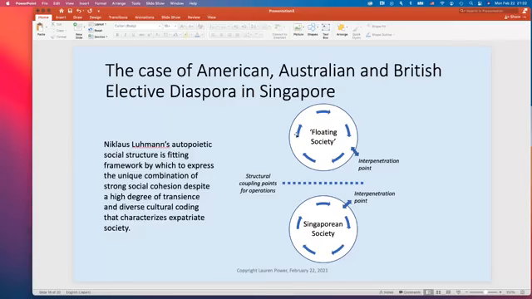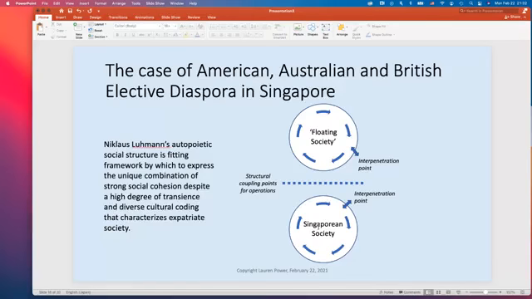And that means that once you enter this society through an interpenetration point, you mainly stay within the society, aside from structural coupling points for operational or transactional interactions. So for example, even though you are a global talent, maybe you still need to go to the bank, you still need to go to the post office, you still need to go to the grocery store in some cases. So you do interact with Singaporean society, but those are just transactions.